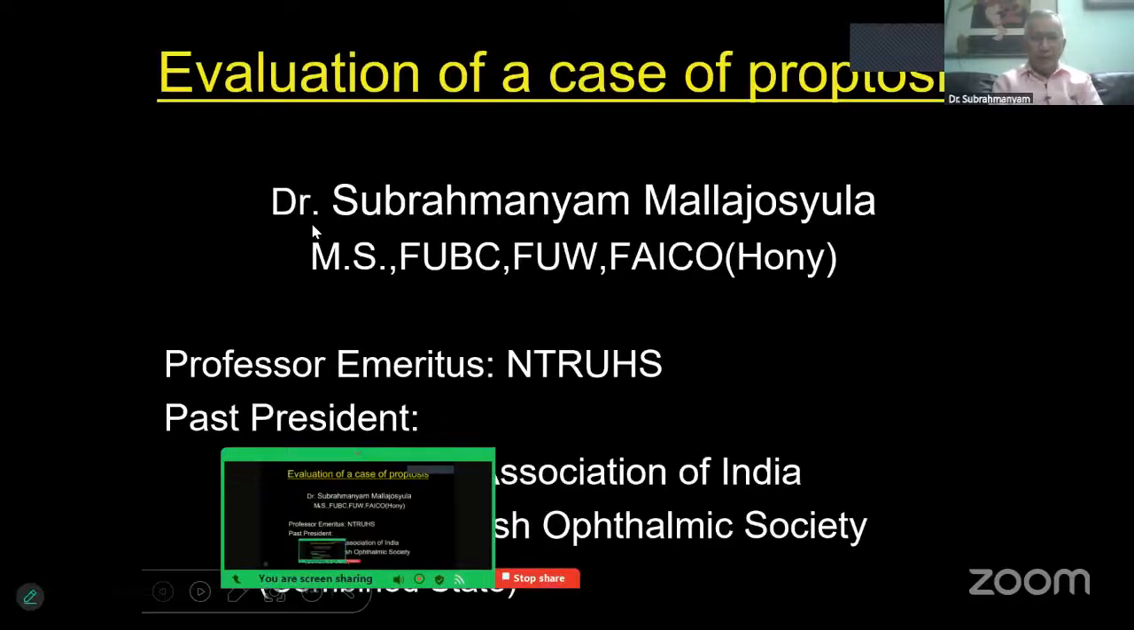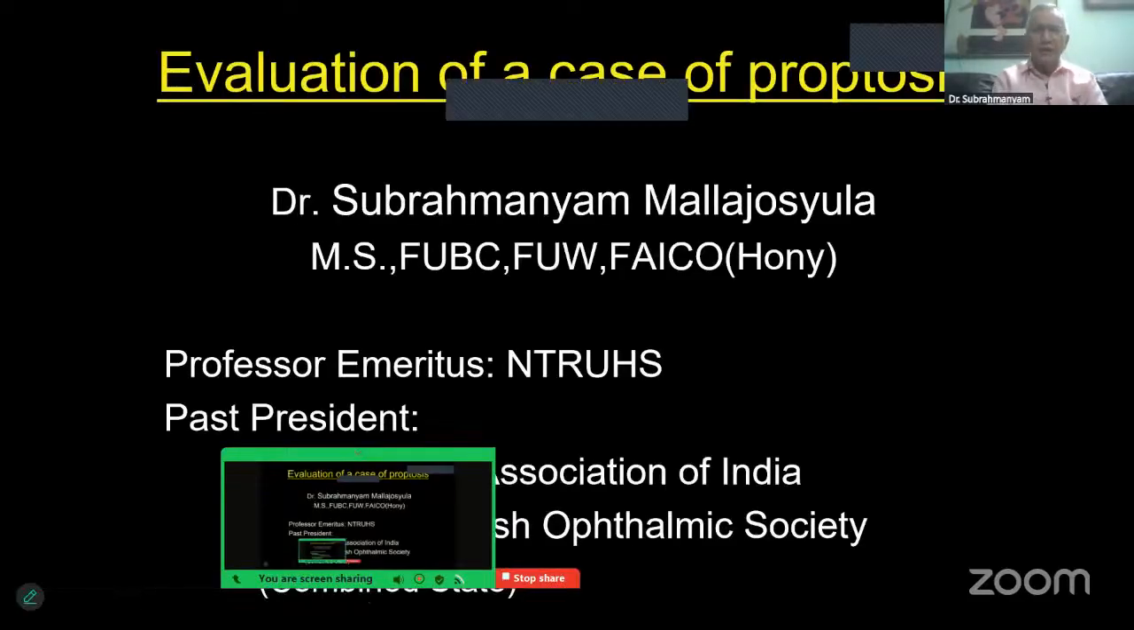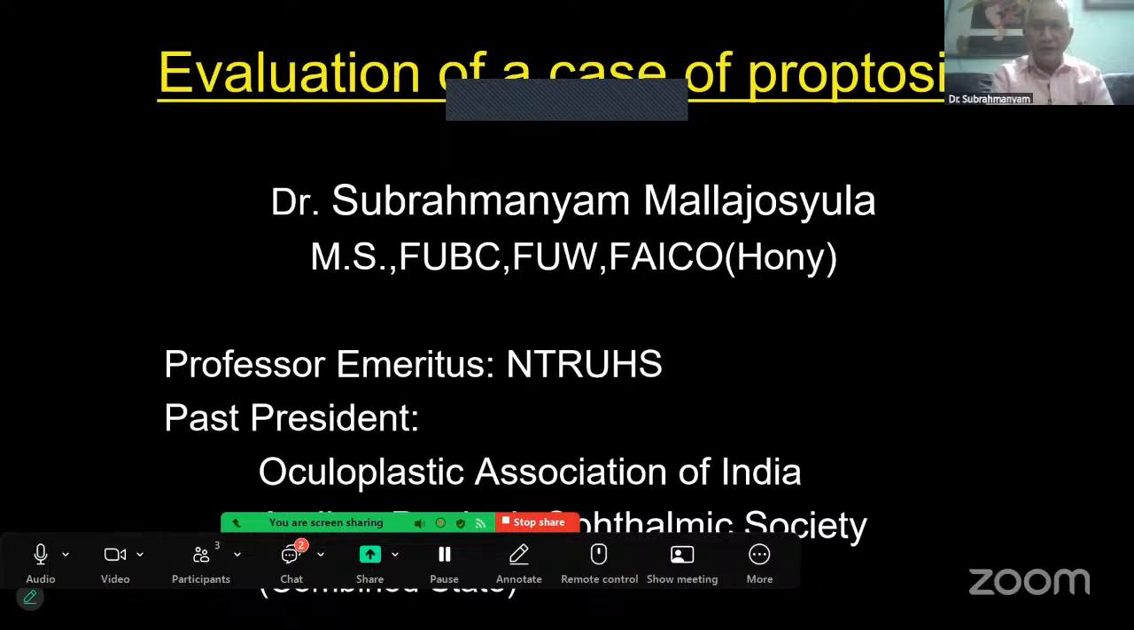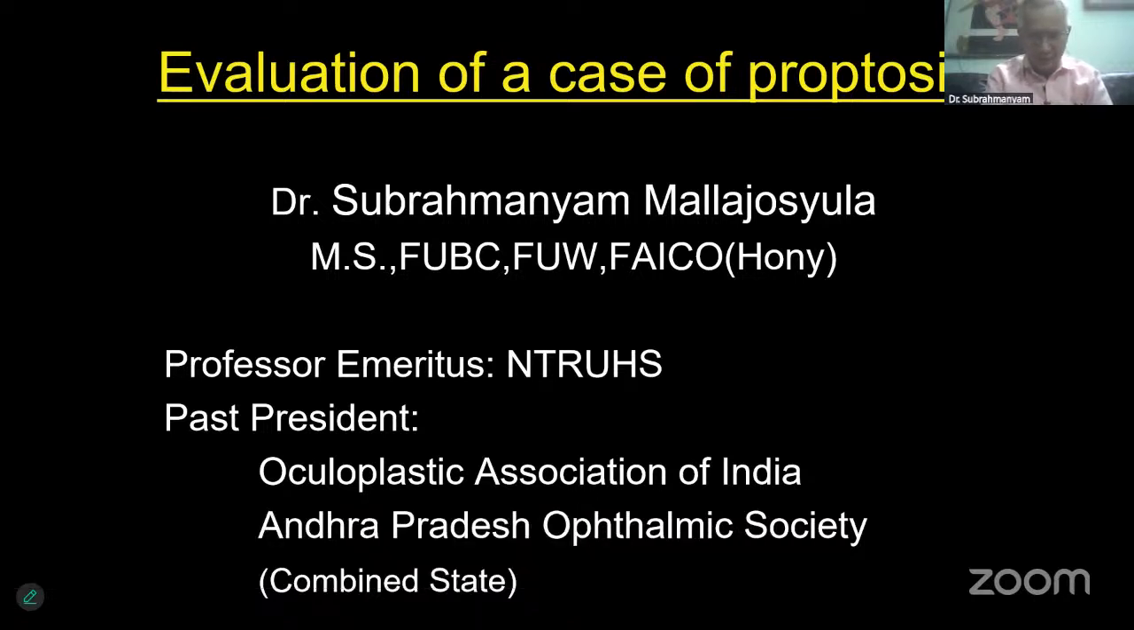I think for the postgraduates, proptosis is very important for the simple reason that usually a case of proptosis will be a long case, most often than not, especially for MS. And since there are no diploma seats now, and all the seats are MS, so I think you have to pay a little more attention for this presentation because this should help you in the long run.